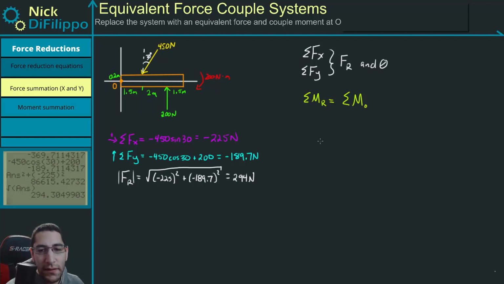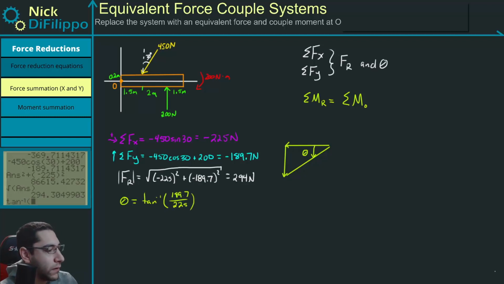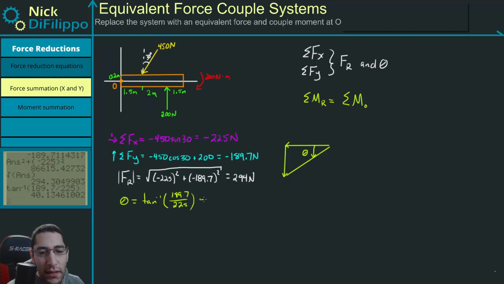Okay, and what is our angle? Well, first let's draw in my x. My x goes to the left, my y goes down. So my angle I'm finding is going to be this way. This is going to be what theta is. So theta will be the inverse tangent of y, 189.7 over 225. And we get this is equal to 40.1 degrees.